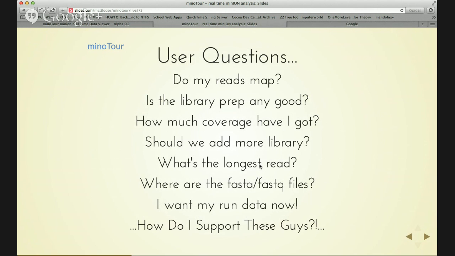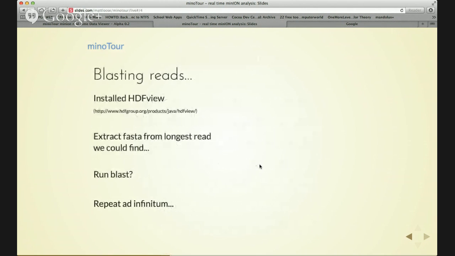As I say, we had several people on the program, and we wanted to look at the data straight away. So I remember on that first day very well, we downloaded HDFView. If you've not used that, it's great for looking at HDF5 files. We got the FASTA sequence out. We ran BLAST in that case. Not the best aligner, it turns out. And we just went around in a loop looking at reads as they were generated. And it really is quite exciting to see this data coming back in real time.